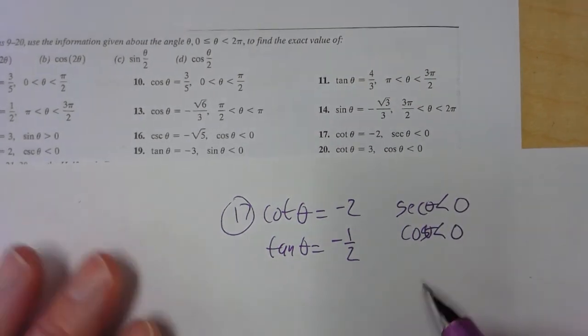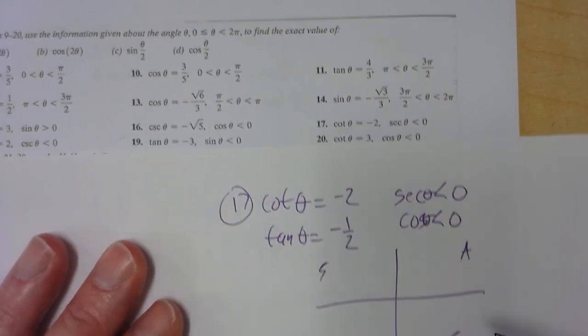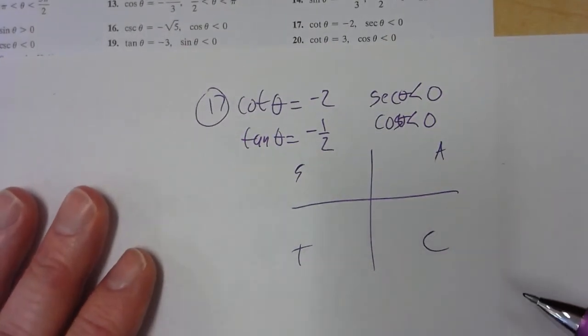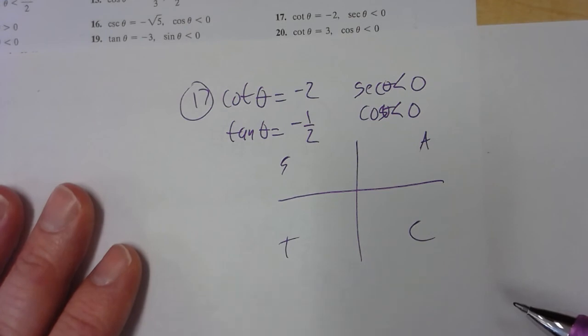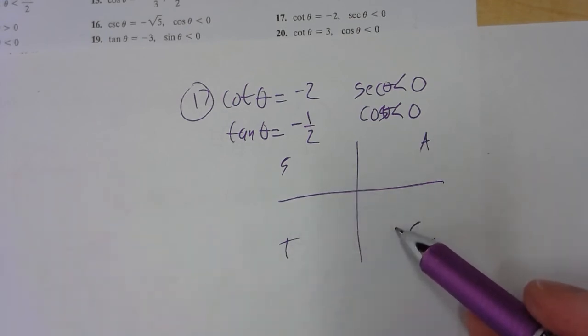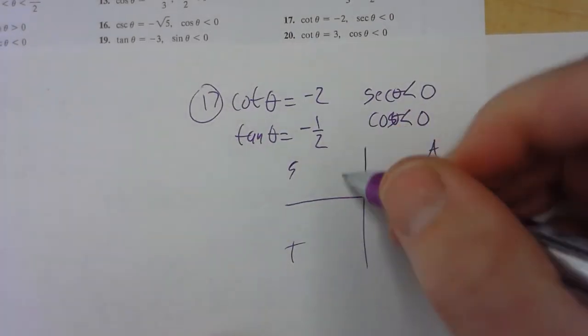All right, so all students take calculus. What are we doing here? Tangent's negative, so it's here, here. And secant's negative, which means cosine's negative, so it has to be right here. So it's in the second quadrant.